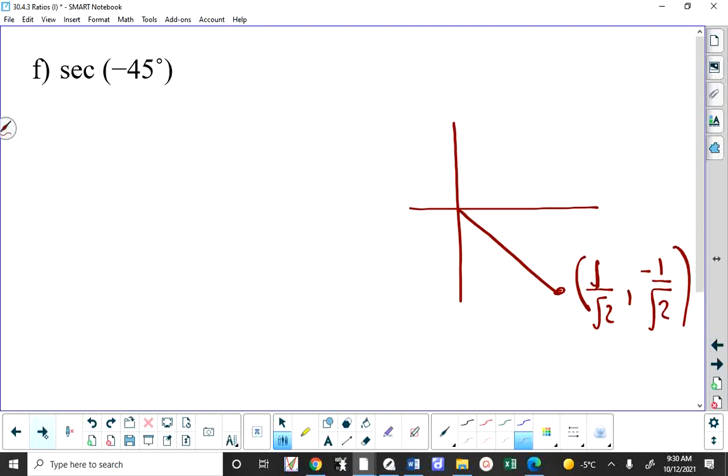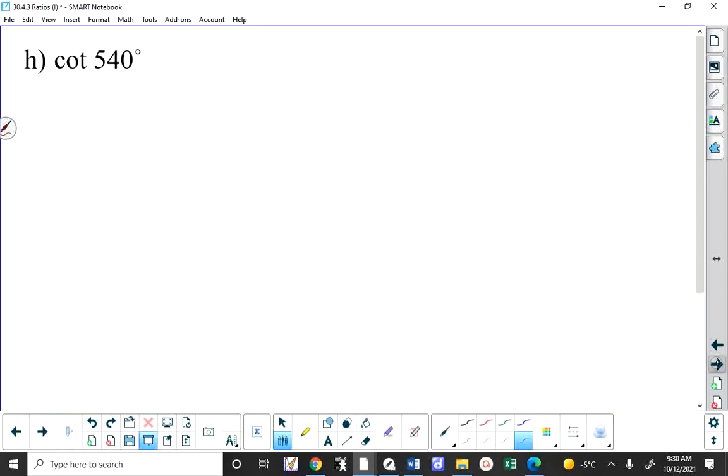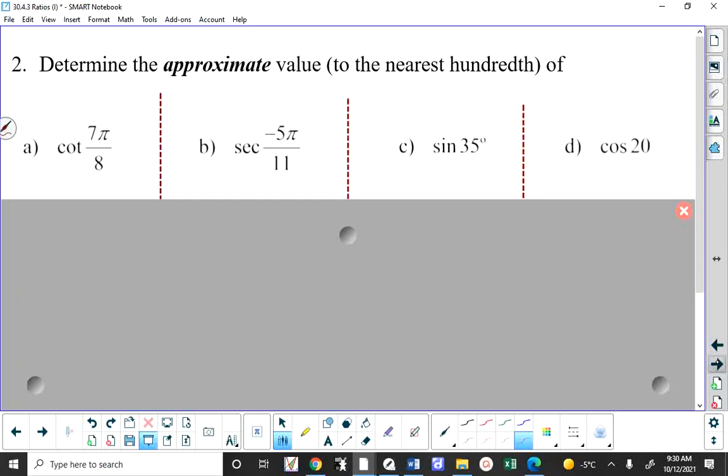By the way, secant is the reciprocal of cosine. So I'm going to reciprocate the x coordinate, which is 1 over root 2. So this is root 2. I think you get the idea. So we are going to move on. We're not going to do G and H. Determine the approximate value of these things.